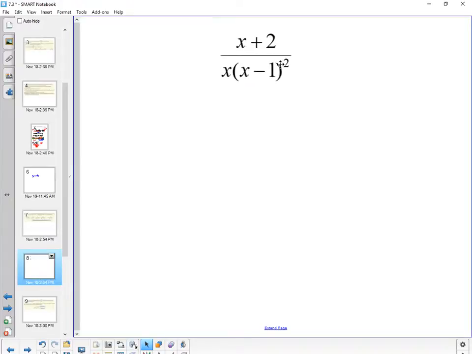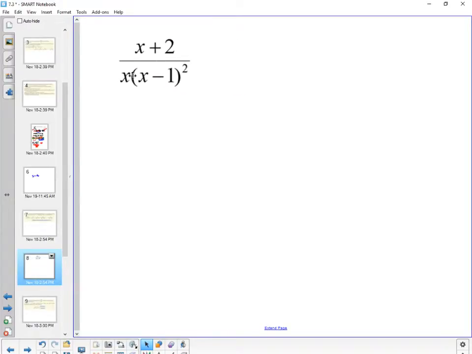Leave me alone. Here's our next problem. Now notice, this does not have only linear factors. It has one linear factor and one non-linear factor. Thanks for that compliment.